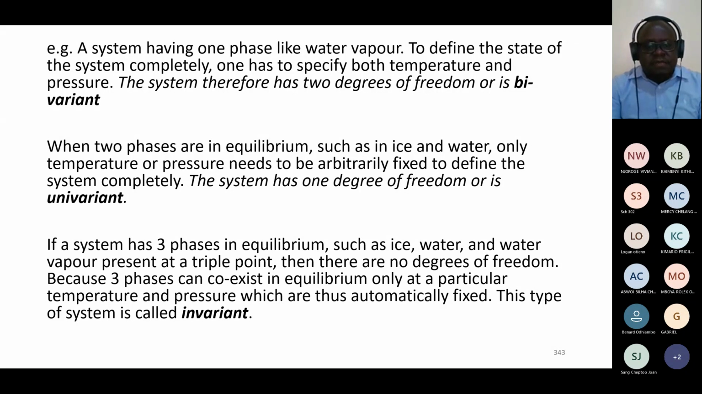Now, if a system has 3 phases in equilibrium, such as ice, water, and water vapor present at a triple point, then there are no degrees of freedom. So what this means is that all the variables are fixed. If you change one, then you're changing the whole equilibrium. So at this point, you don't have any degrees of freedom. So this type of system is referred to as invariant.